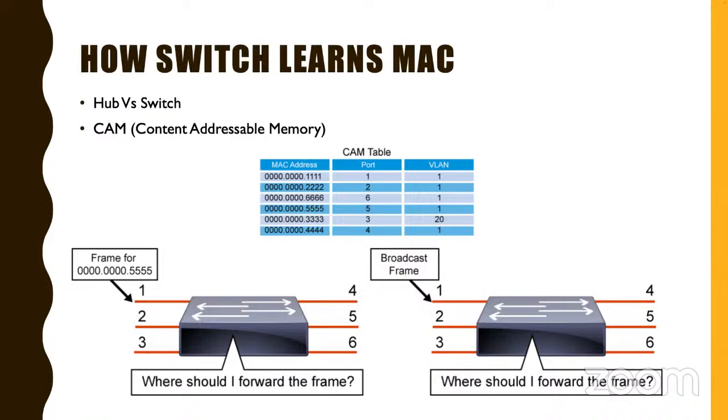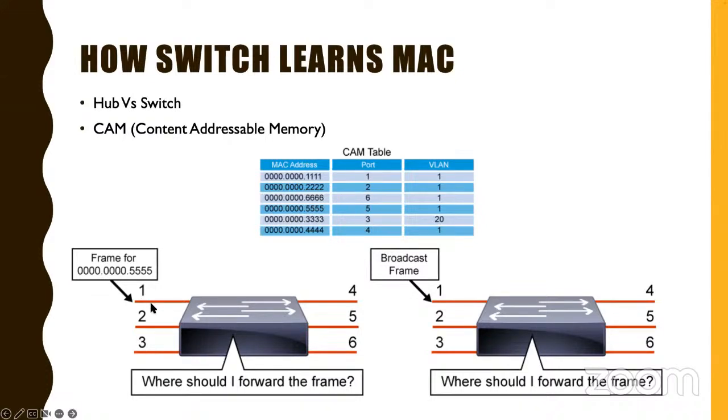Now, within a switch, how does it happen? A switch, we can call it an intelligent hub. Why intelligent? Because it keeps some data, like which host is connected to which port. It keeps that intelligence using the MAC table or CAM table. CAM table and MAC table are one and the same thing. We call it content addressable memory.